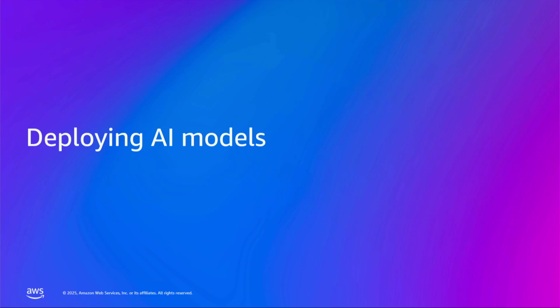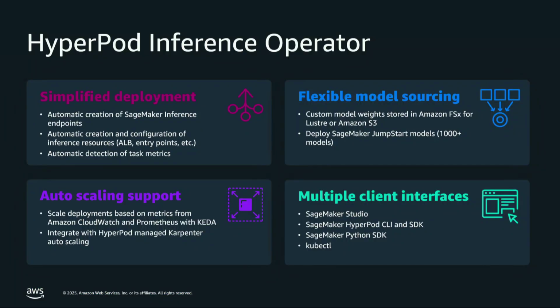Now, HyperPod ships with an inference operator, which is how we are going to deploy and scale your AI models. I wanted to highlight a few key features the inference operator provides. The first is the simplified deployment. The HyperPod operator not only deploys custom models that are trained by you or the predefined models from JumpStart in SageMaker, but also it creates all the infrastructure required for a production scale inference endpoint.